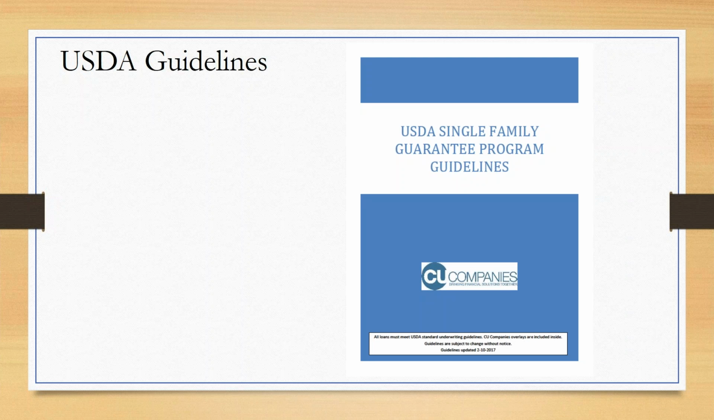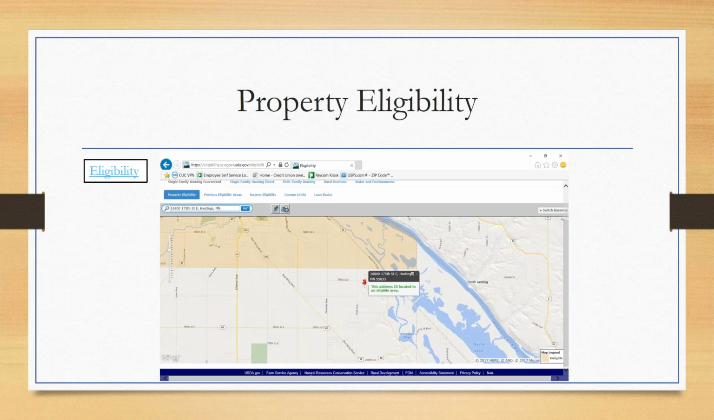And then there's also CU Companies' guidelines for USDA. These are set up in a little bit different format than what we've seen in our current FHA and VA guidelines, but there's all good information in there. Again, those are available on that TPO website.